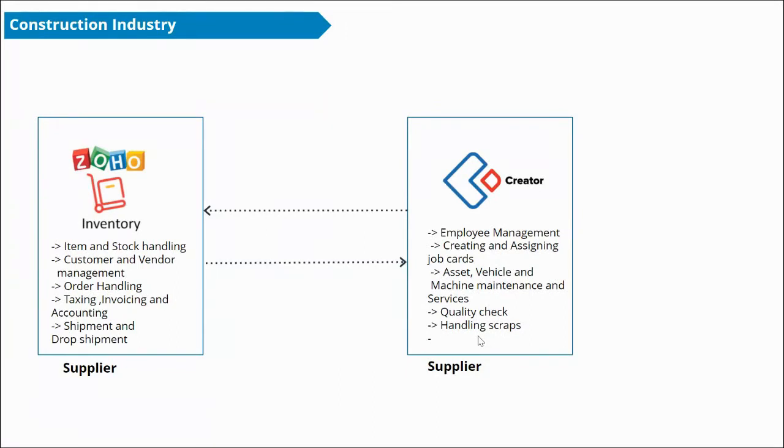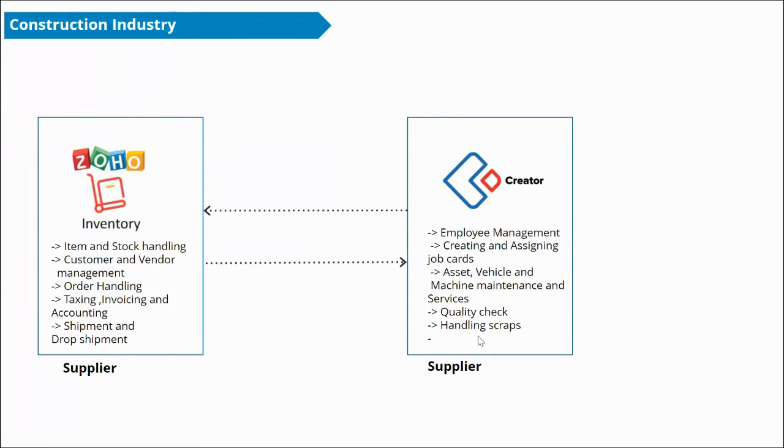So other back office processes like creating and assigning a job card for an employee or to a particular department. To assign the job card, we would need to maintain the employee repository, so that can be maintained within Creator. And if your company has assets and vehicles, they can be sent for services, and you can keep track of the services and maintenance within Creator. And you can do the quality checking process within Creator, and also you can handle the scraps.